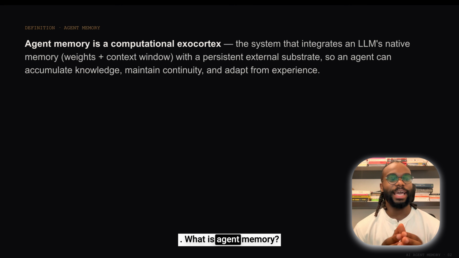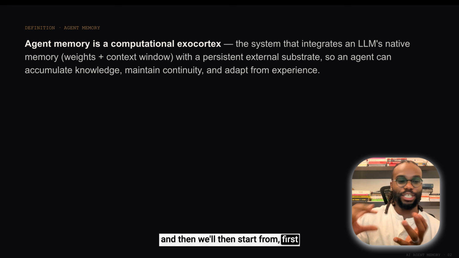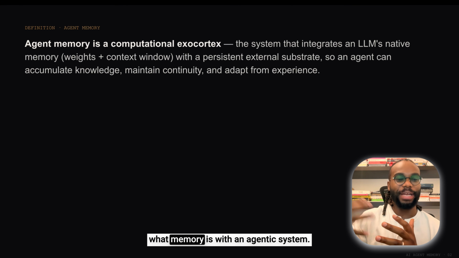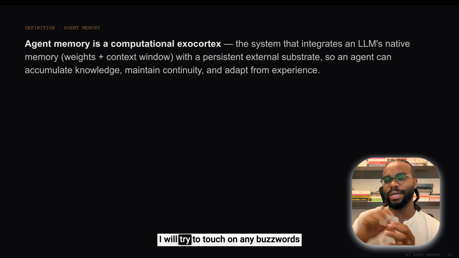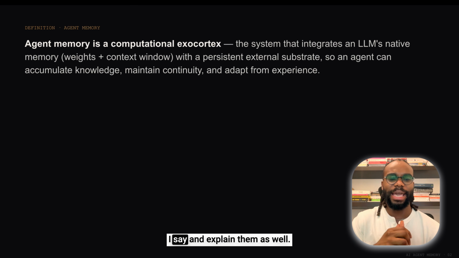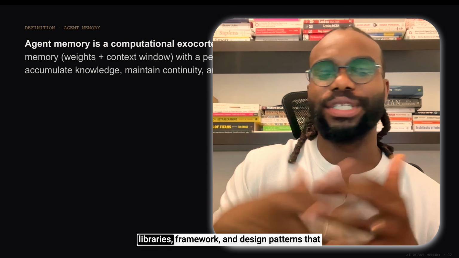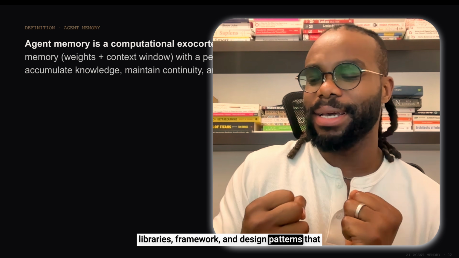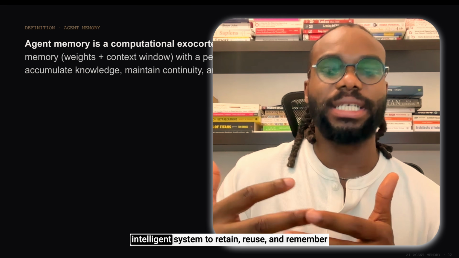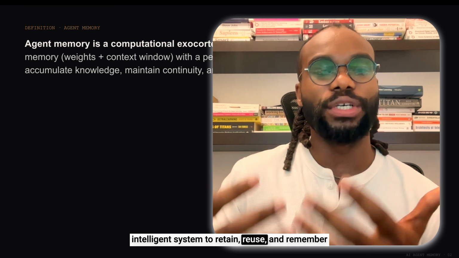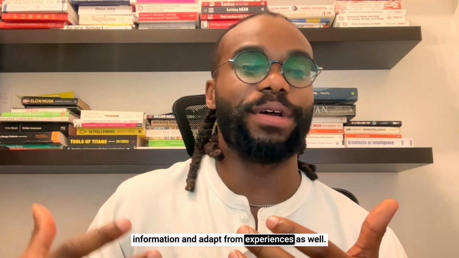What is agent memory? I'm going to describe agent memory, and then we'll start from first principles and try to understand what memory is within an agentic system. I'll also explain what an agent is, and I'll try to touch on any buzzwords I say and explain them as well. Agent memory is this composition of tools, libraries, frameworks, and design patterns that essentially helps an agent or some form of intelligent system to retain, reuse, and remember information and adapt from experiences as well.